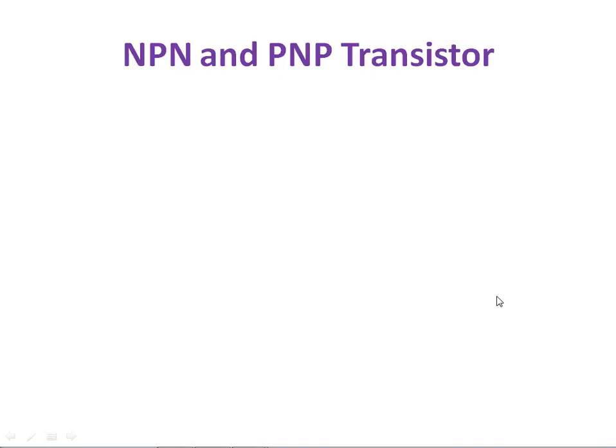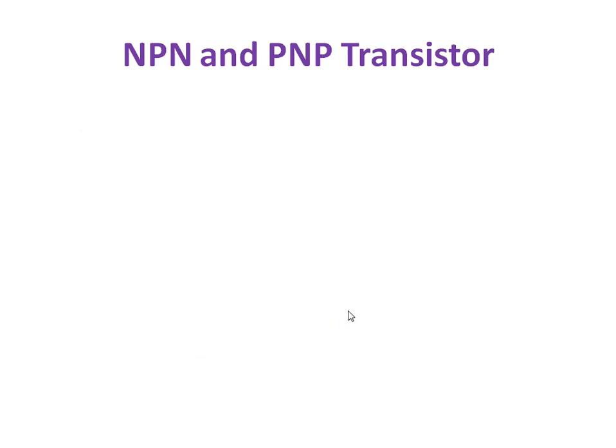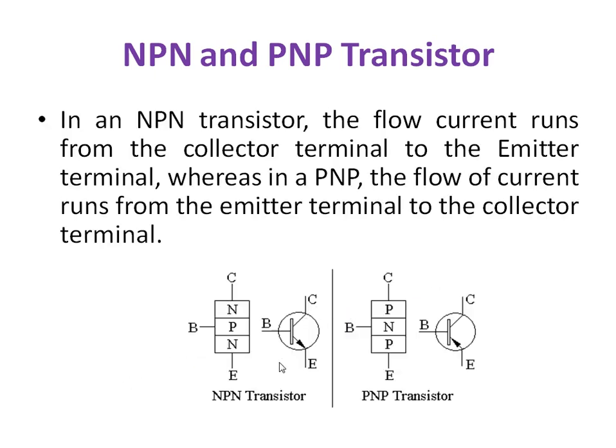Let us compare NPN and PNP transistors. In an NPN transistor, the current is flowing from collector to emitter. That's why the arrow is pointing outward. But in a PNP transistor, the current is flowing from emitter to collector. The arrow indicates the current flowing from emitter terminal to collector terminal.